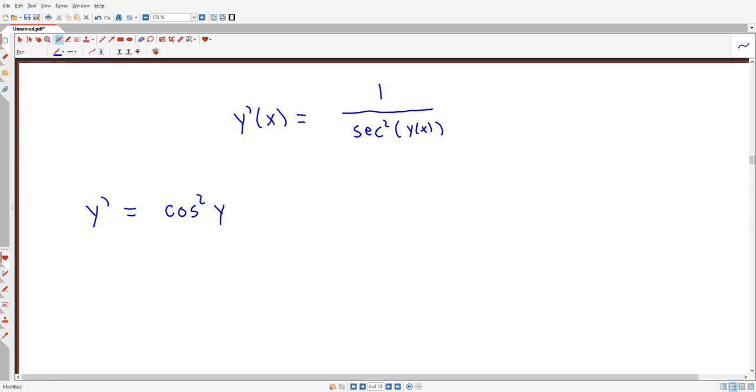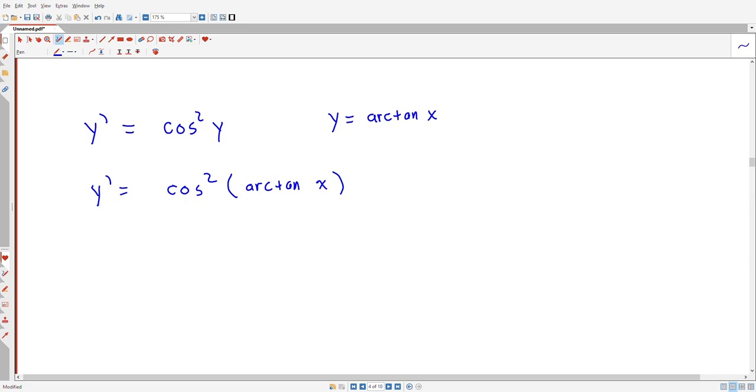I'll remind myself here that y was defined to be this inverse tangent function of x. And so its derivative is the cosine squared of the arctangent of x. And here's where we can be a little sneaky to get this formula to be even simpler than it appears. What we have here is the derivative of arctangent x is the cosine squared of arctangent x. And it would be nice if it would be possible to get the arctangent to disappear from the right side. And there is a cool way to do this.